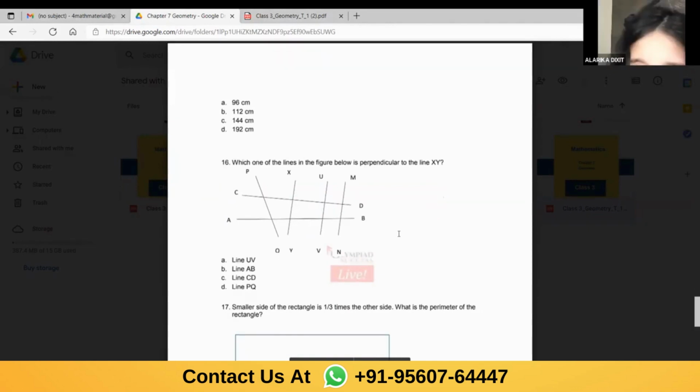Is perpendicular to. What is the meaning of perpendicular? I think it's a curved line.